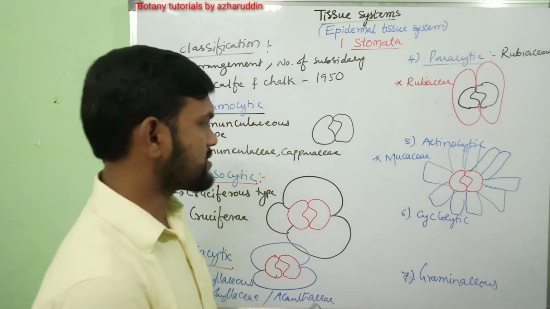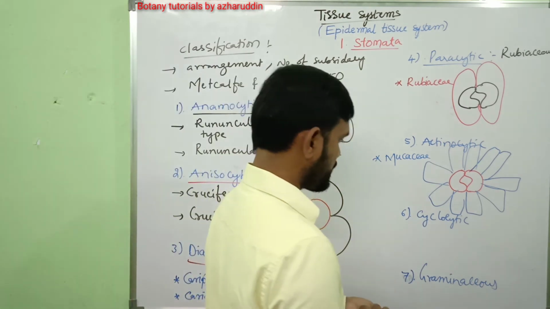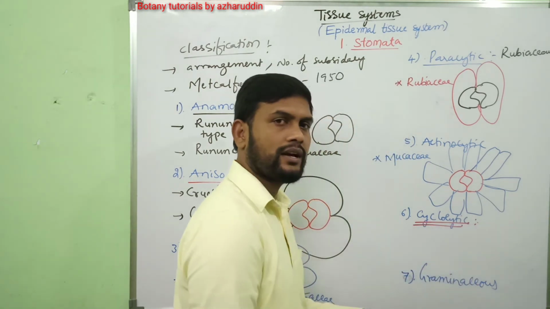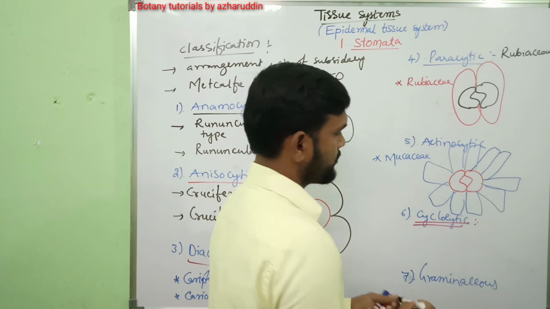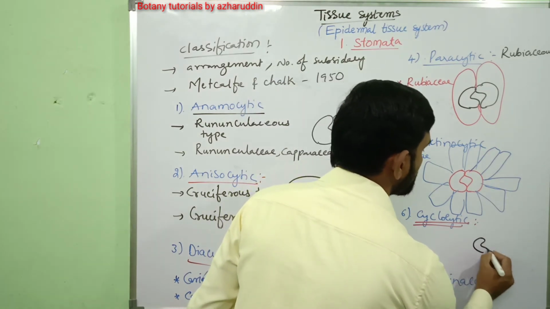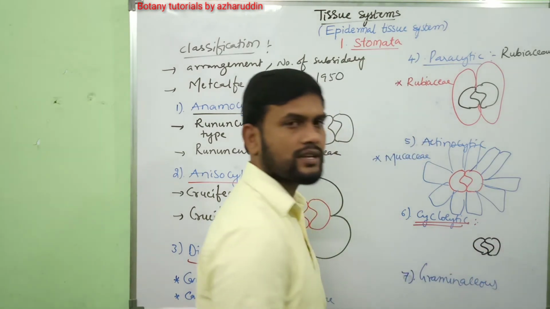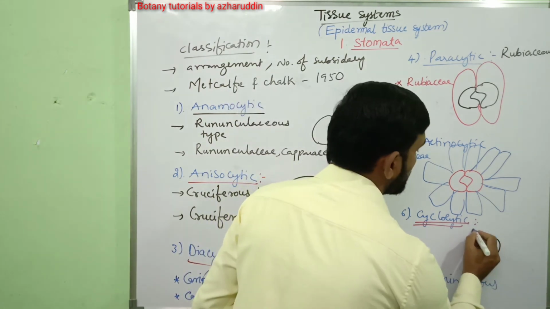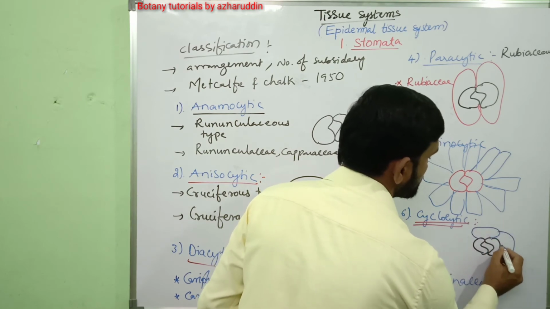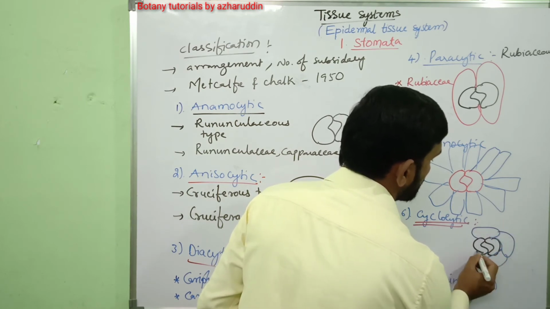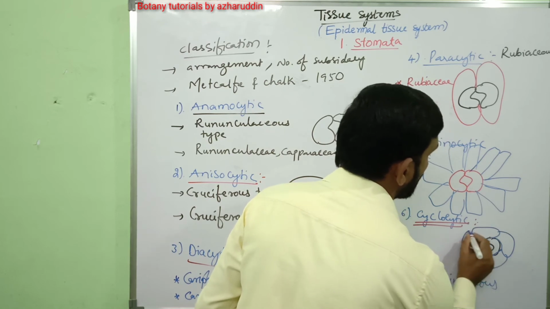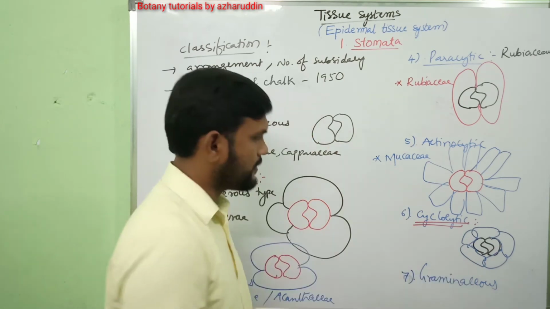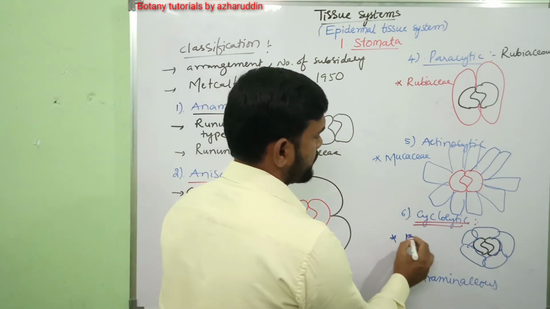Okay. Next, cyclocytic stomata. In cyclocytic stomata, 2 guard cells are present. These are the guard cells, and these 2 guard cells are surrounded by subsidiary cells. They are arranged in a ring. A ring of subsidiary cells are present around the guard cells. 4 or more subsidiary cells are arranged in a ring. They are found in Palmae.